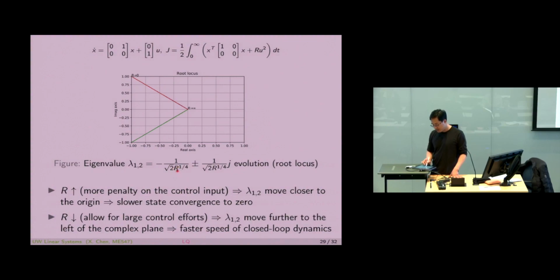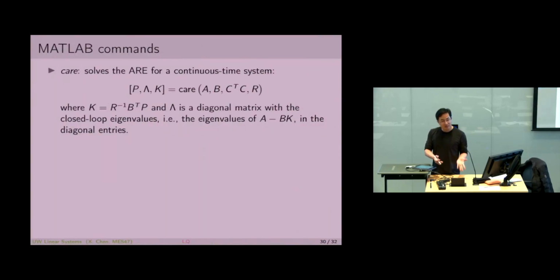If R reduces, then this eigenvalue will move further away from the origin. That's saying that if we don't put a lot of penalty on the control input, we allow for large control efforts, then the eigenvalues move further away from the origin. That means the closed loop dynamics is faster, and the convergence of the error will be faster. So that's intuitive. If you allow me to put more controls, then I can make the system converge faster. So this makes intuitive sense too from the closed loop eigenvalue viewpoint.